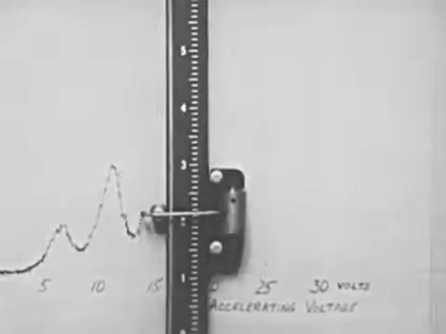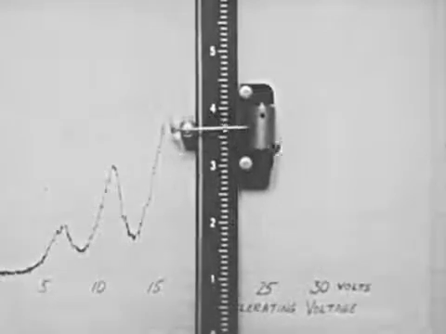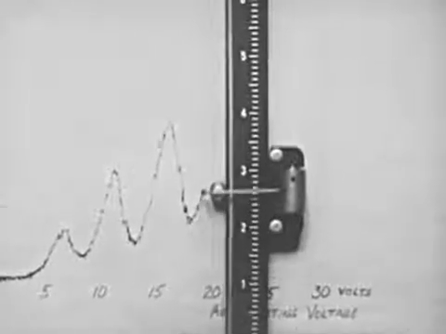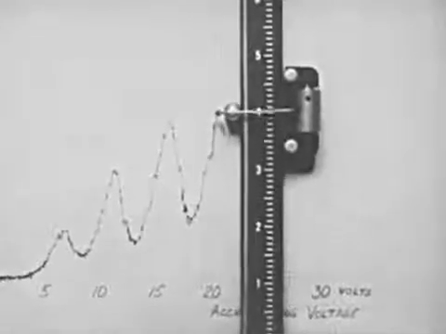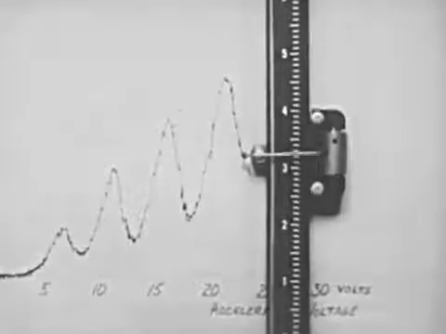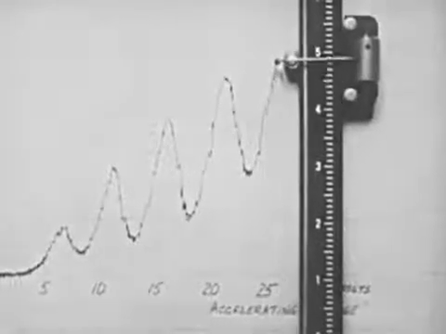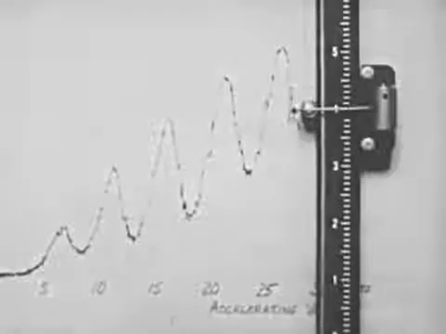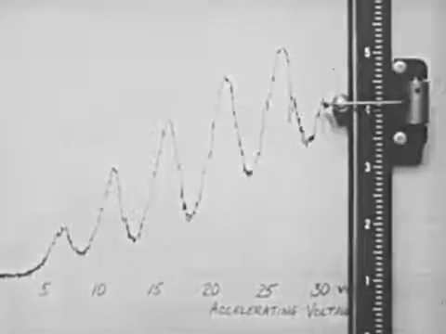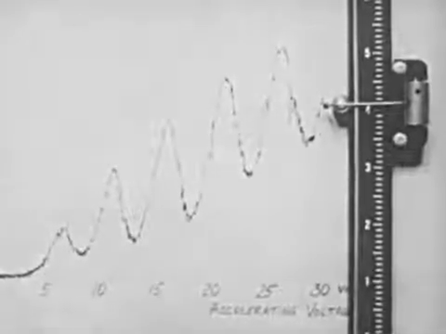And then another increase. You'll notice that each inch of the horizontal scale represents 5 volts. The peaks seem to be just about 5 volts apart. Let's see if this continues. We're approaching the 5th rise. There's another dip. And now we're up to the 30 volts, which is the maximum that I want to put between the grids.